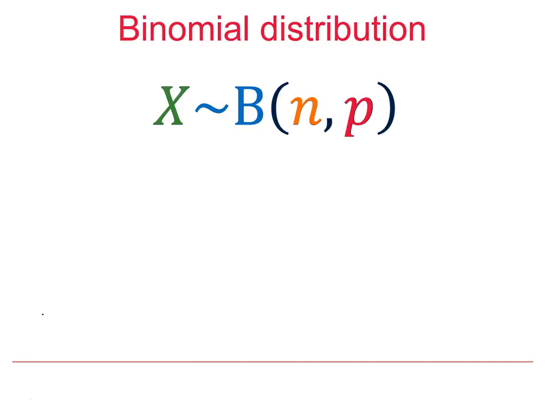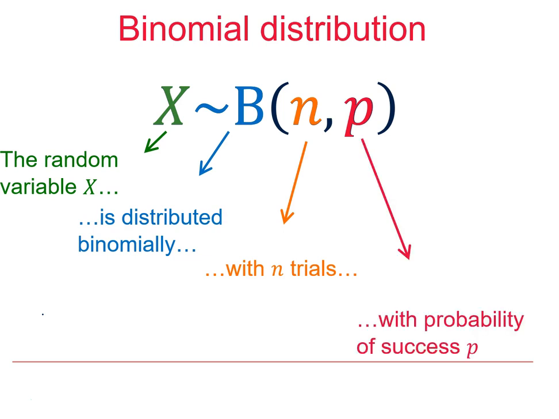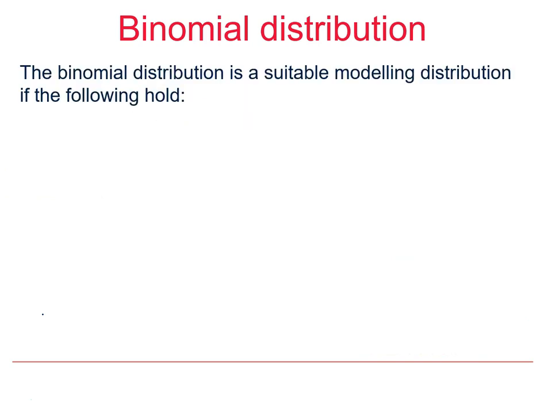So first of all, the notation we would use would be capital X is our random variable that follows our binomial distribution, indicated by what's in blue there. And the two parameters, the two quantities that define a binomial distribution, are n, the number of trials, and p, the probability of success at each trial.